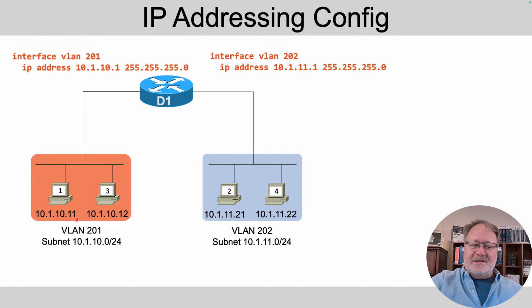Notice the IP addressing scheme 10.1.10 in VLAN 201, and 10.1.11 for the addresses in the right-hand subnet. And there's your configuration so that these hosts can then point to the multi-layer switch's IP addresses for their default gateway and route traffic through the multi-layer switch.